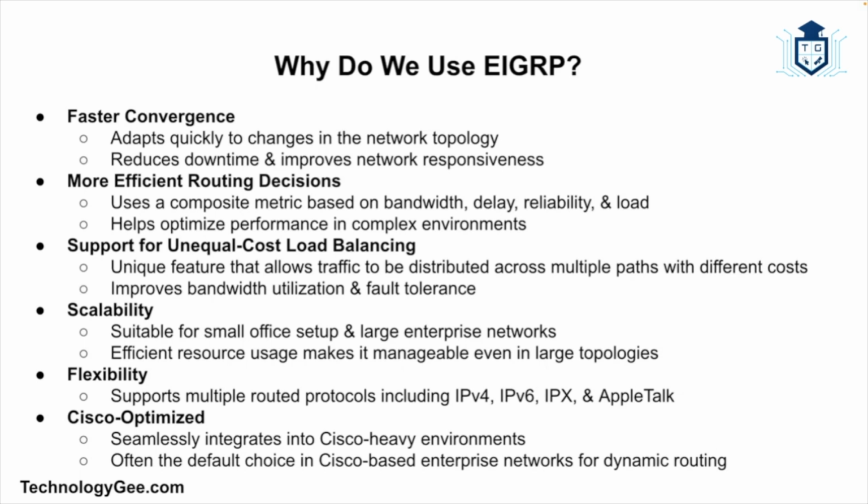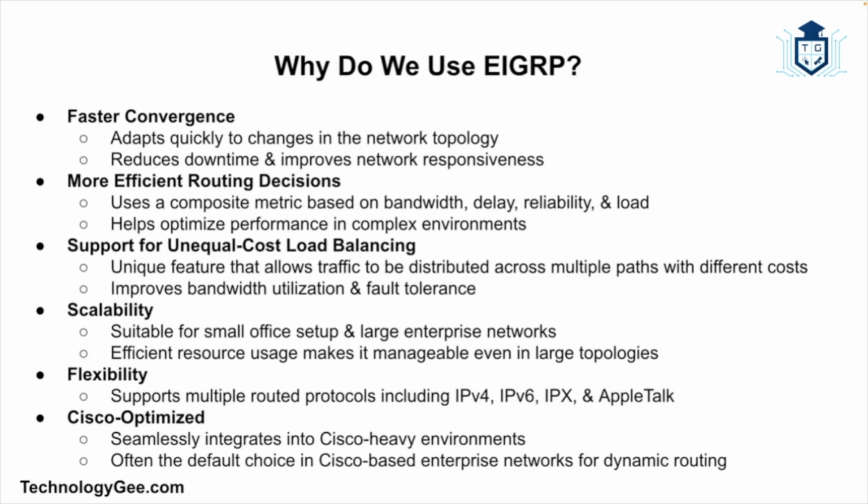All right, so the question is, why do we use EIGRP? Well, here's the deal. EIGRP offers faster convergence, which allows it to react quickly to network changes. It also makes more efficient routing decisions by using metrics based on bandwidth, delay, reliability, and load. It also has support for unequal cost load balancing. So most protocols support equal cost load balancing, but EIGRP lets you use multiple paths with different metrics.